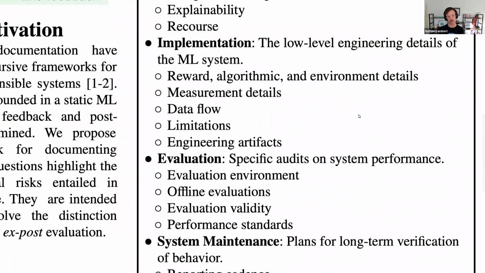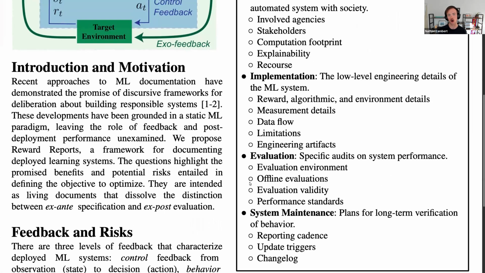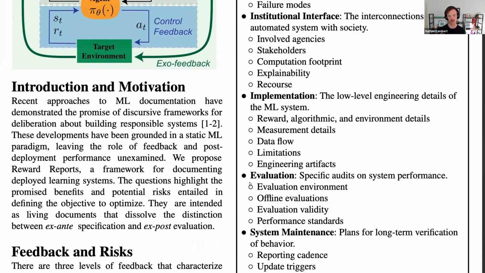So let's go to the bottom. The most important part of the reward report is the system maintenance. So this will be a living document where the user updates the content over time in this changelog. And the main points of this content are the institutional interfaces, which is what stakeholders will use this, the implementation, what is the machine learning flow, what is the specific reinforcement learning algorithm implemented, and what is the evaluation? What are metrics that the engineers are optimizing for, and what are some proxy metrics that the users might encounter?